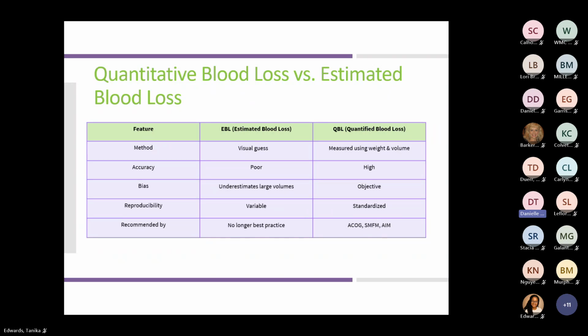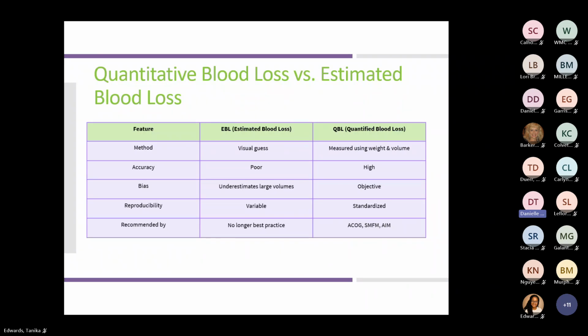Estimated blood loss as well is very hard to reproduce, even in the same person. You could go back and check the same amount of bleeding, and you may give a different number every time. And you think about a group where everyone's looking at the same amount, there's going to be a lot of variation between the doctor, the nurse, the midwife, the anesthesia person looking as well. Whereas quantitative blood loss, because we're using weights, is very standardized. As long as your equipment's working, you should get the same number every time.